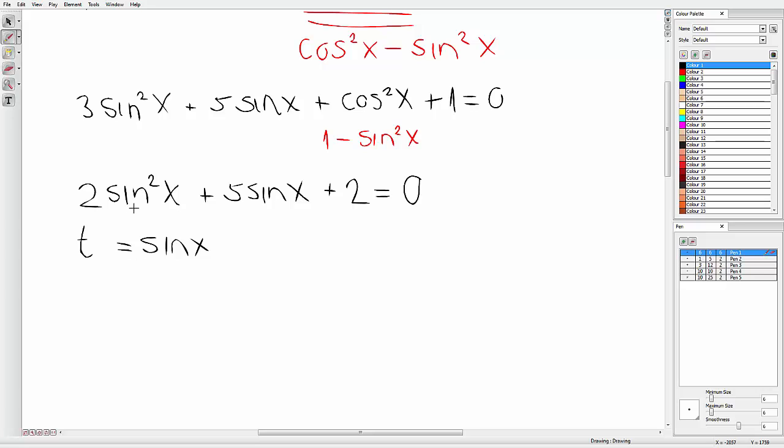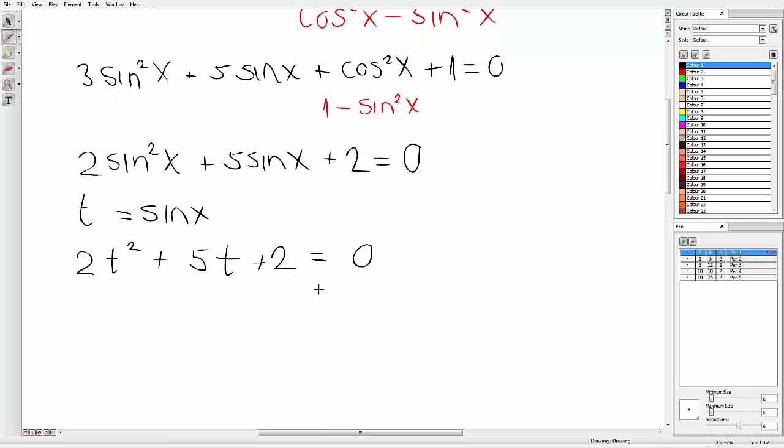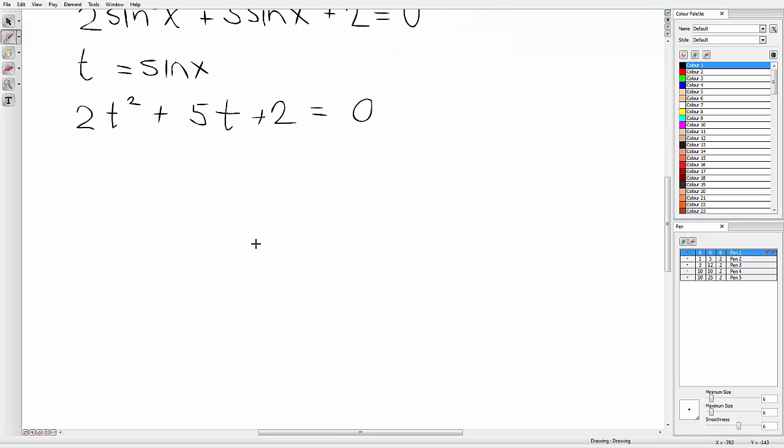Okay, great, and now this guy right here is equal to 2t squared plus 5t, is that correct? Plus 2, and that is equal to 0. Well, it is really simple now. We only have to find t.